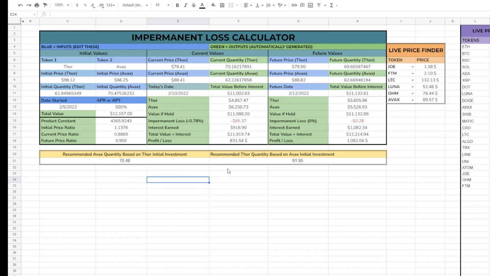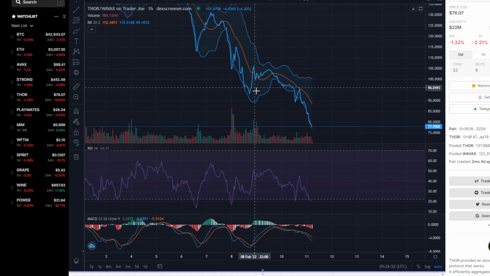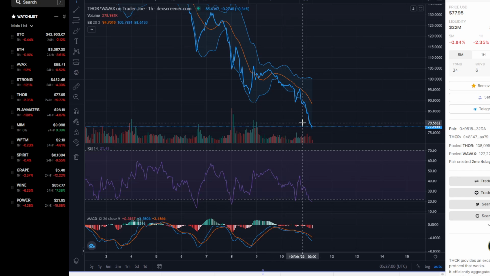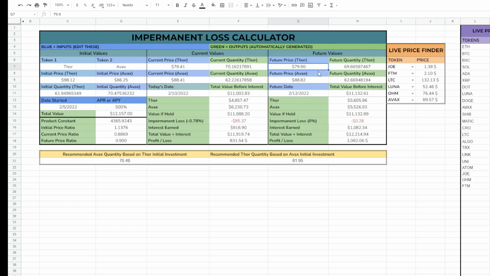So let's talk about time and impermanent loss now for a minute. If we look forward to the future, let's just go forward a couple of days. Let's leave the Thor price. What has it been over the last couple of days? On average, probably around the 90s. Let's say it's not even going to do that. Let's just give it another 10%, and we'll take it up to 85. And let's leave the AVAX price right where it is, just an even $88.